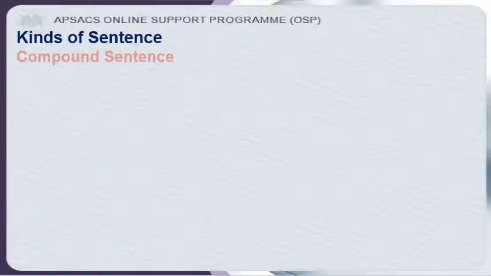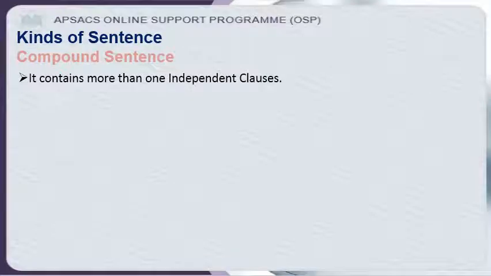Compound sentence. What is a compound sentence? It contains more than one independent clause. A compound sentence has two independent clauses joined by a linking word. What are these linking words? They are and, but, or, so, yet.